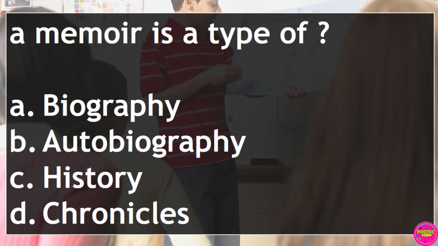A memoir is a type of A, biography. B, autobiography. C, history. D, chronicles. The correct answer to this question is B, autobiography.